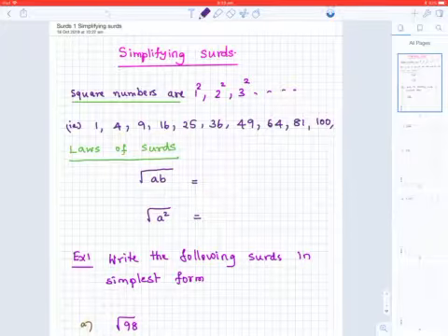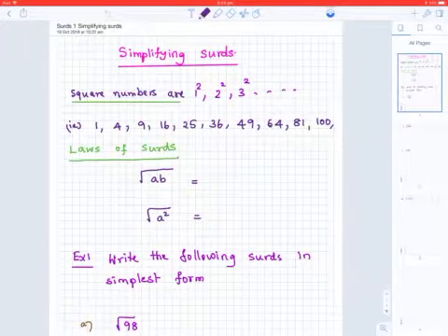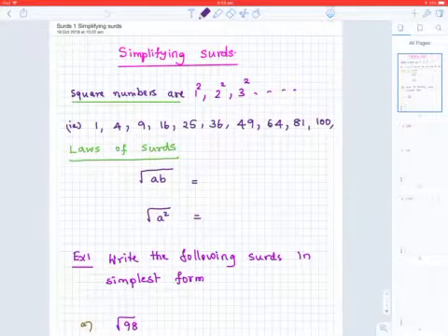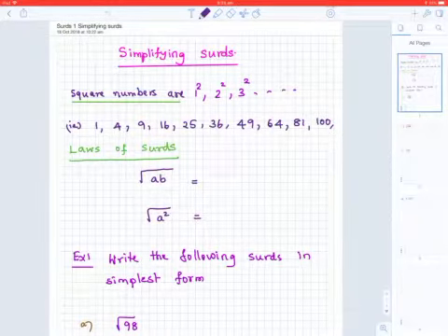First thing, you need to know the square numbers. The square numbers are 1 squared, 2 squared, 3 squared, etc. As actual numbers, the square numbers are 1, 4, 9, 16, 25, etc. The second thing you need to know is the laws of surds.